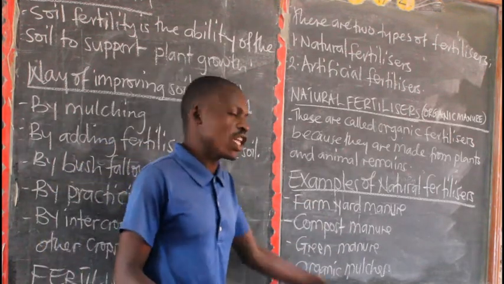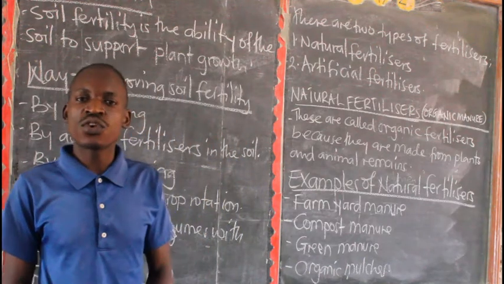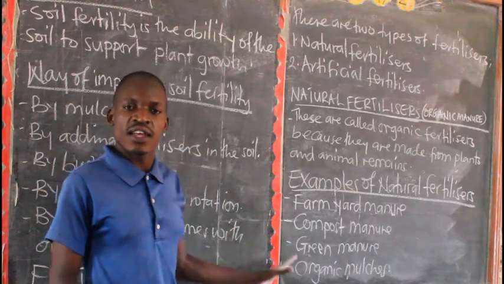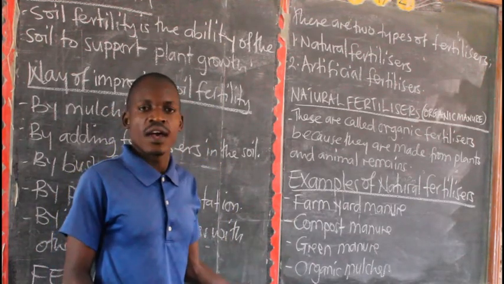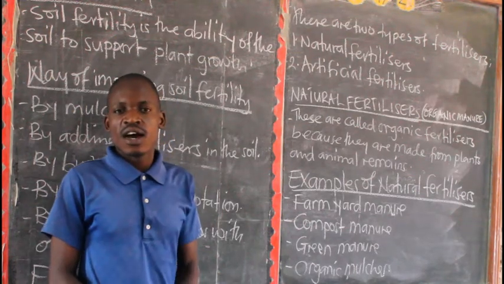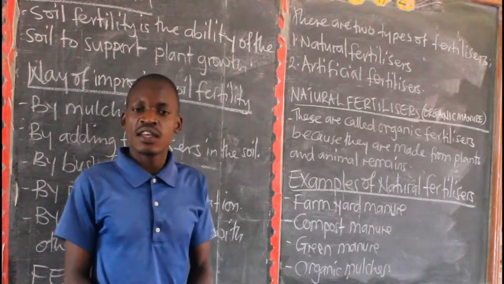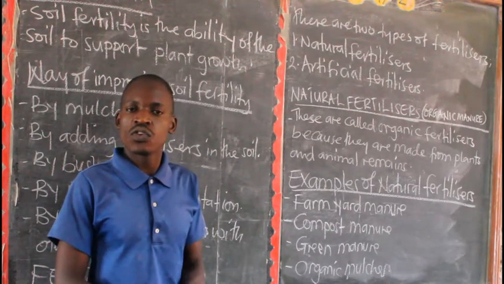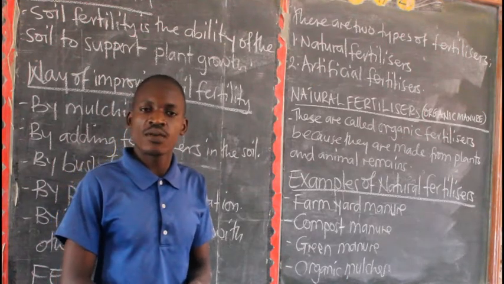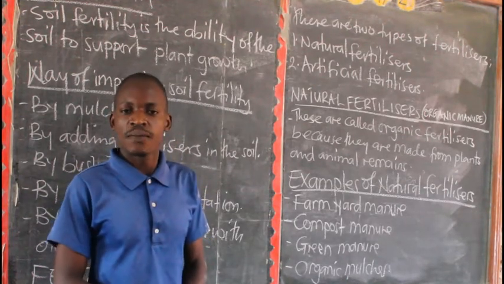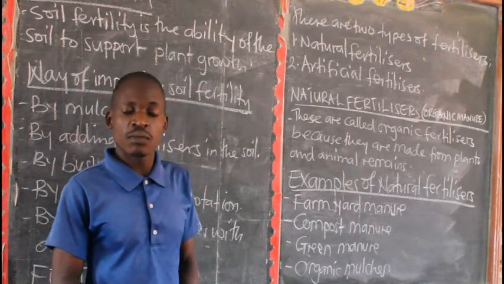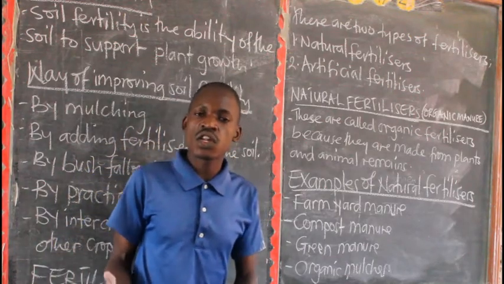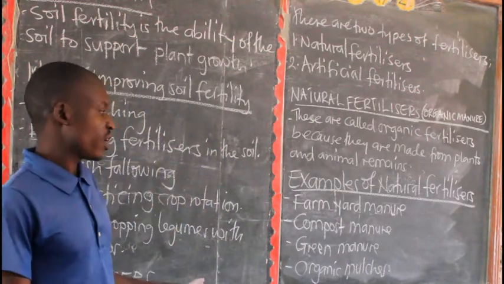Then we have organic mulches. With organic mulches, here we use only dry plant materials, what we call mulches. After covering the soil, these mulches rot and form humus, hence making the soil fertile. I know we talked about mulching. We know the materials we use for mulching. We talked about wood shavings, dry leaves and dry grass, sawdust, coffee husks, maize cobs, crushed maize cobs, and so on. We can use them to mulch the garden. At the end, those materials will rot and form humus, making the soil fertile.